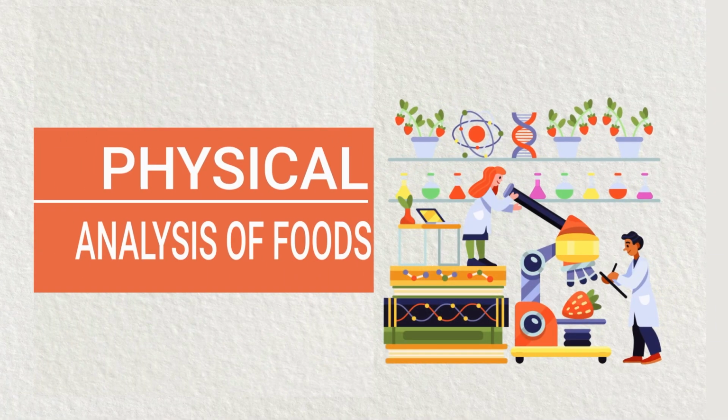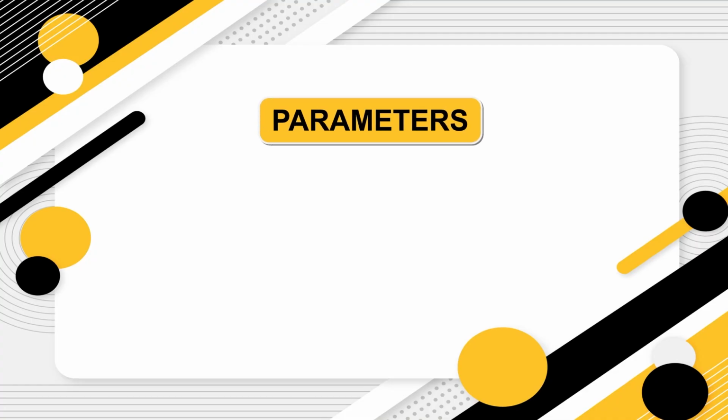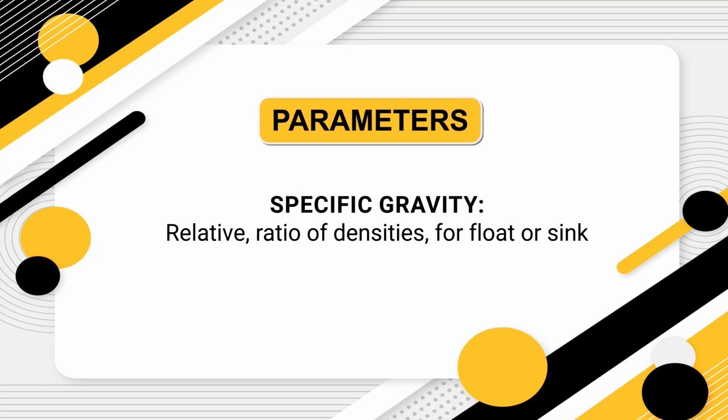Jairam ji ki. We will discuss today about physical analysis of foods. The parameters that we'll talk about today, first specific gravity, which is relative, it is kind of an index. It is actually the ratio of densities, and it is to know whether a product will float or sink in water or in any other liquid.